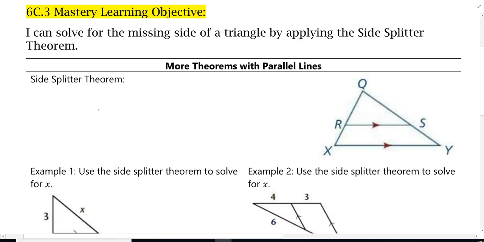Hey guys, in this video we're going to be covering activity 60.3. Our mastery learning objective is: I can solve for the missing side of a triangle by applying the side splitter theorem. So the first thing is, well, what is the side splitter theorem?